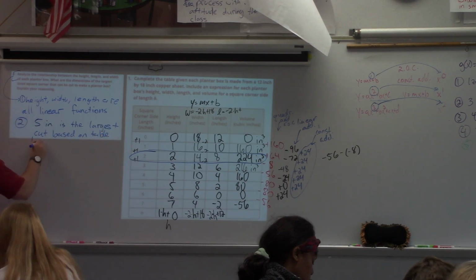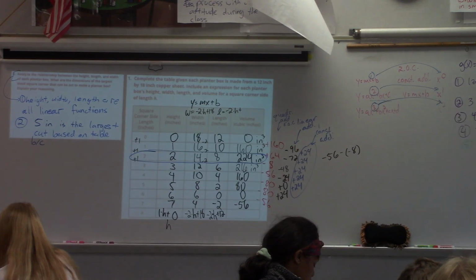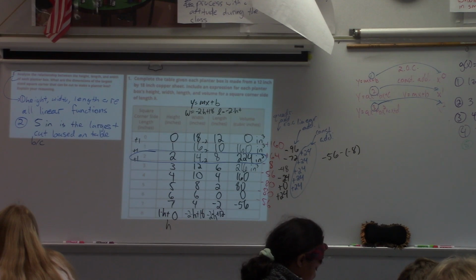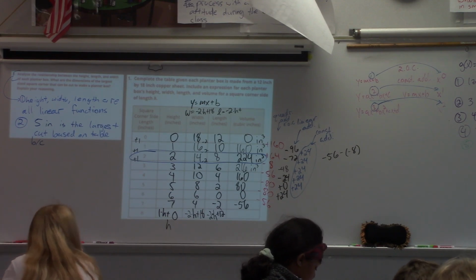Because what happens at 6 inches? It's no longer a box. Think about it, guys. 6 inches, isn't that half of the width? If I take this box and I cut it halfway in between, do I have anything I can fold up anymore? Here's my half and here's my half. Do I have anything that I can fold up? There's nothing left, right? And so that's what's happening there.